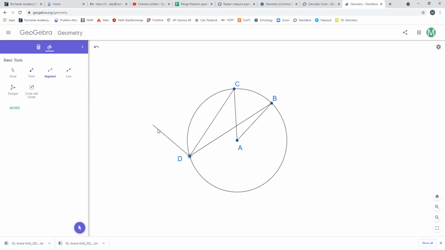I can, whoops, switch to move. And when I'm in move, now I can move D around like this. And so I can have an inscribed angle look anywhere around here like this.